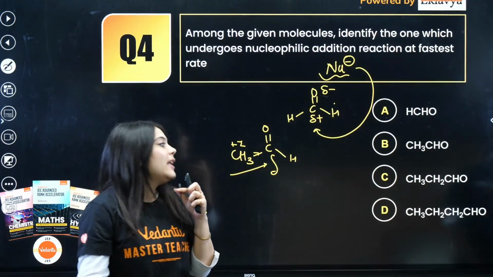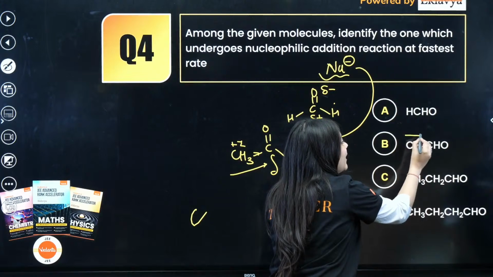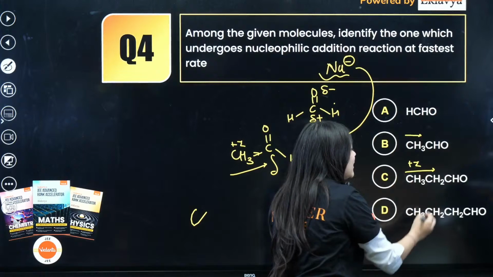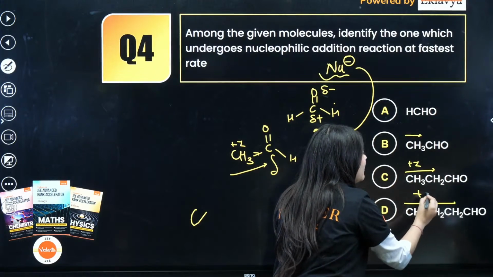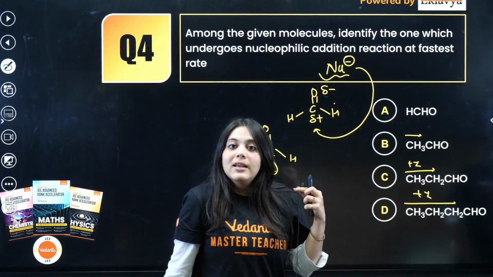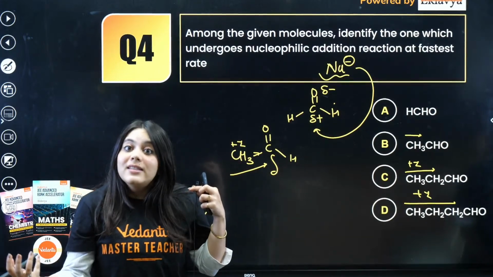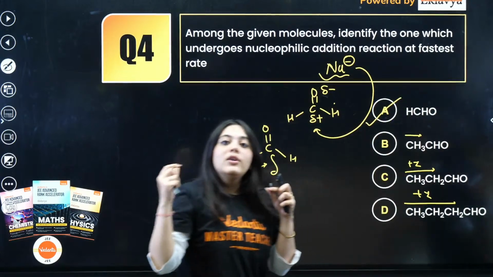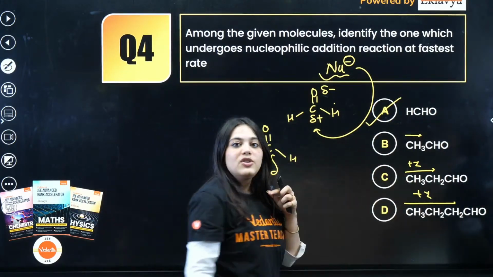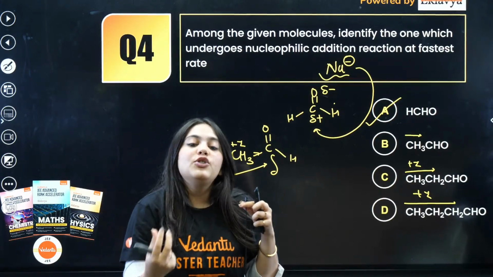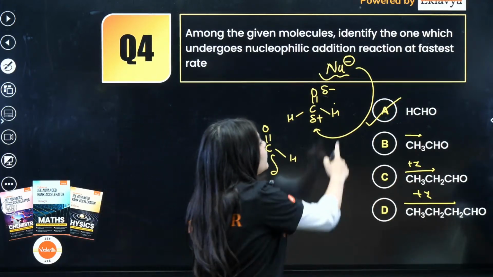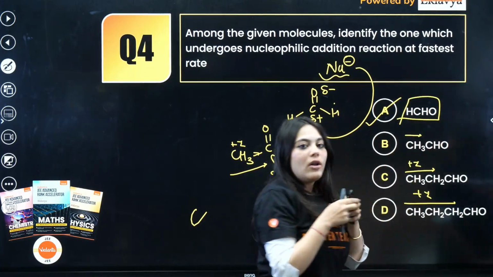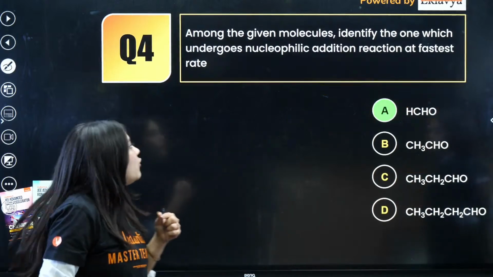So what are we seeing here in the options? In the B, there is plus I effect. Similarly, the plus I effect is even increasing in the C option and it has increased the most in the D option. But that is increasing the electron density. So nucleophile will be most attacked by this HCHO species because it is the less electron rich species, isn't it? So A is the correct option. This is the most positive species amongst all the other options. Understood? We'll move forward now.